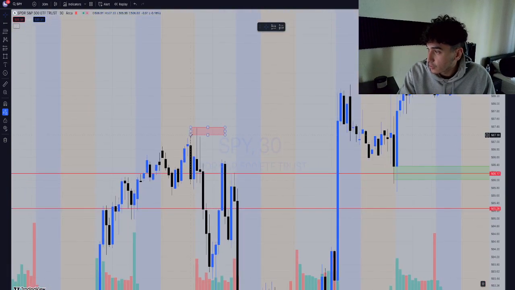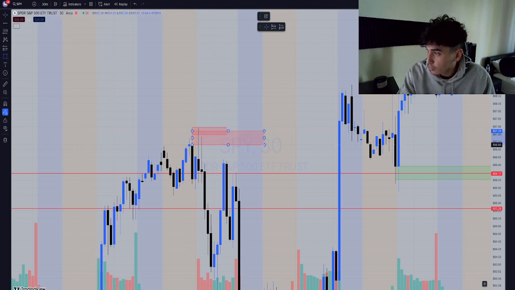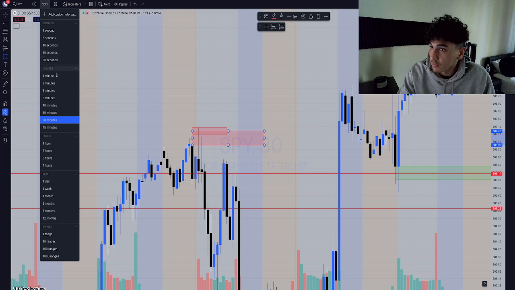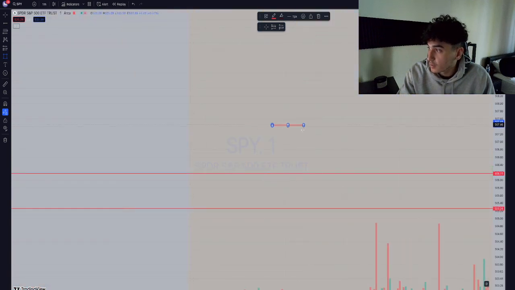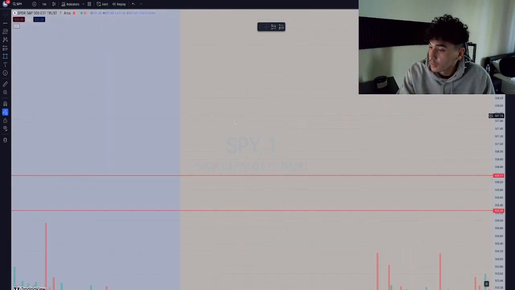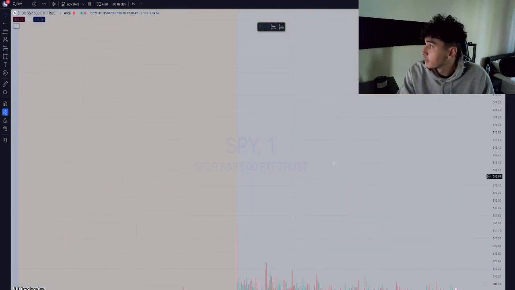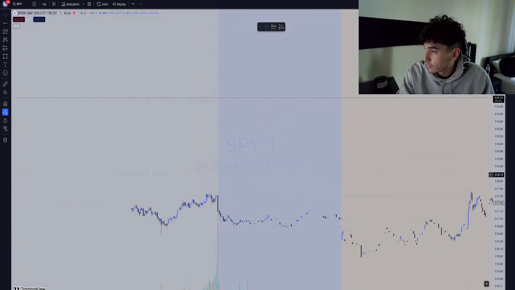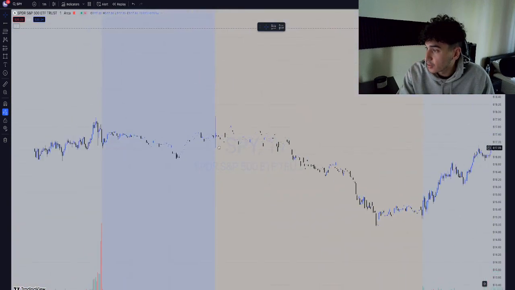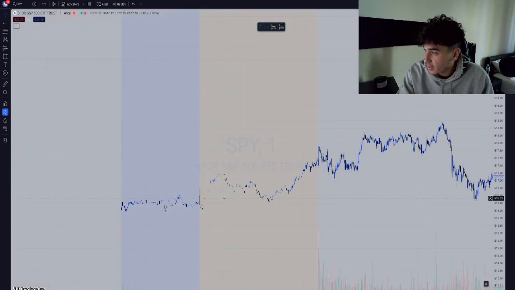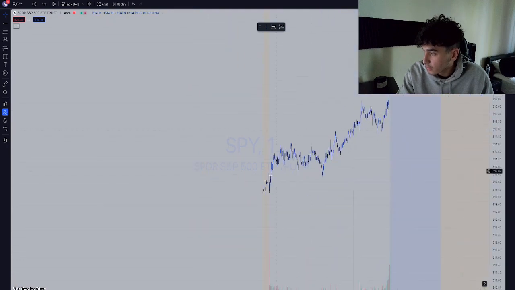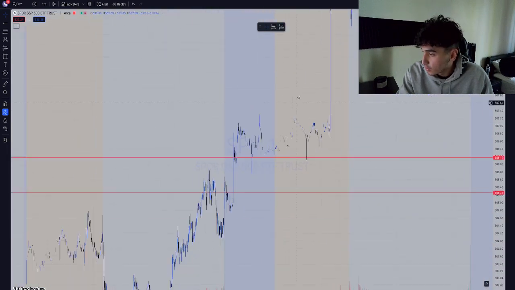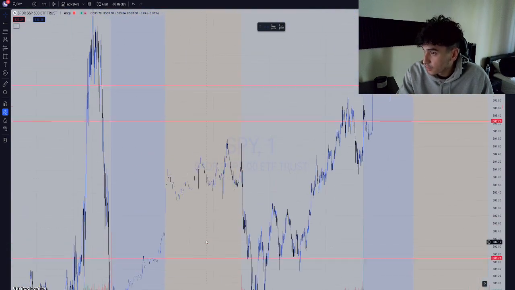Same thing right here. 30 minute matches up perfectly with our supply. So let's go ahead and draw out our 30 minute zone. Boom, boom. And then if you want, you can switch over to the 1 minute. Like I said, the 5 and the 30 minute is more for expecting a price area reversal, and the 1 minute is more for our entries.